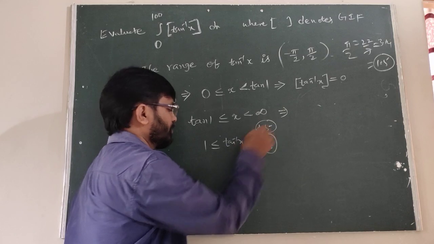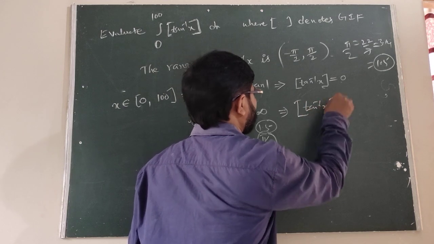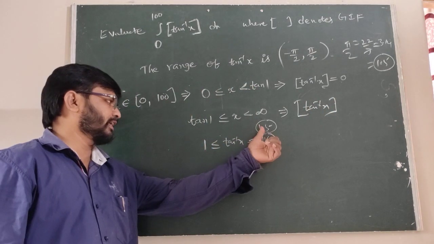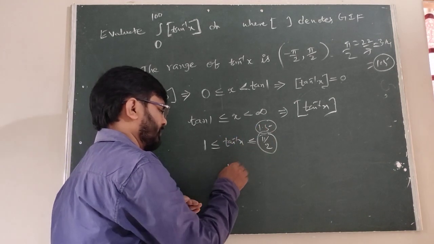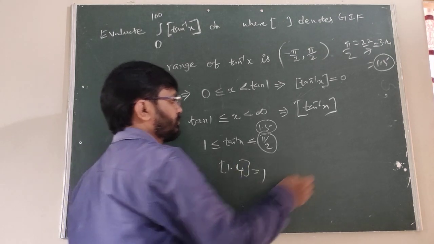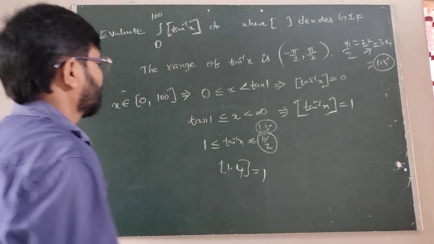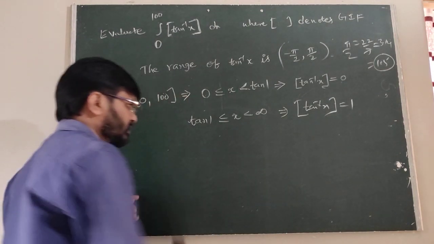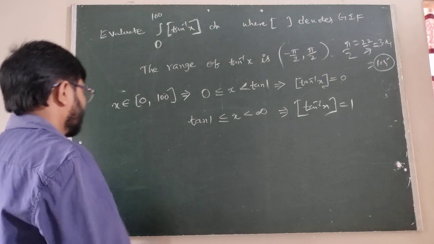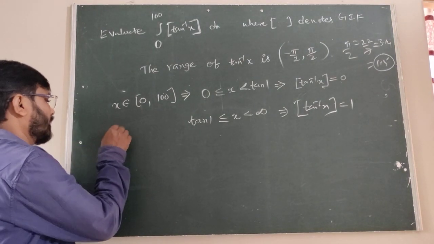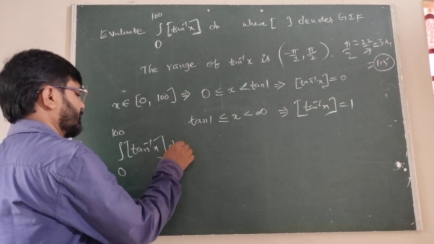This is 1.5. Now we can write the step of tan inverse of x. In this case, the step of tan inverse x for 1 to 1.5, if you take any value like 1.4, is 1. This is 1. Is it clear? Now we are taking only the values up to 100. All of you listen here: we have to find the integral from 0 to 100 of step of tan inverse of x dx.